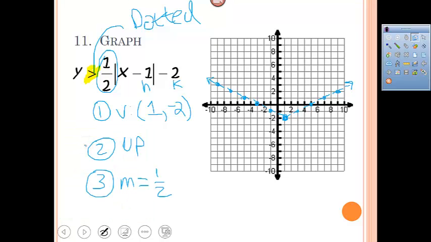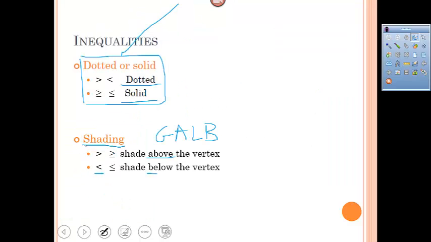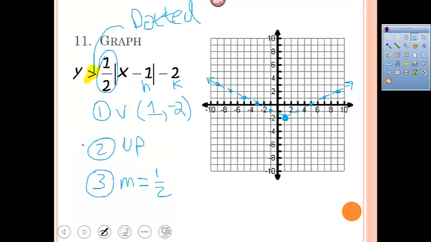Okay, beautiful. So now we're looking at, remember back here, if you're shading, we're looking at greater than. So that means we're going to shade above the vertex. So if we know this part here is your vertex, you're going to shade above that. Well, above is this way, if you know what above is. So that means everything that's going to be in here is going to be shaded.